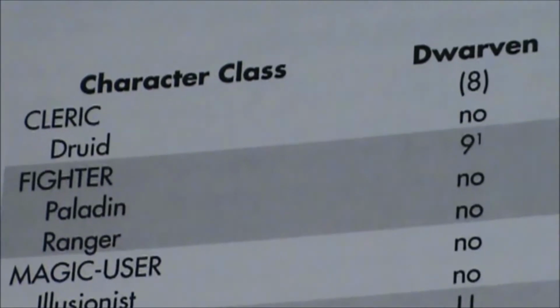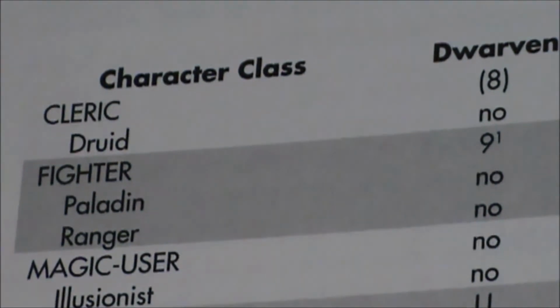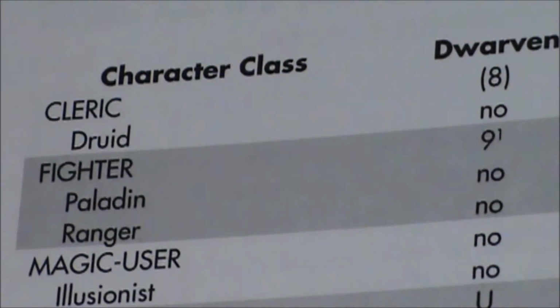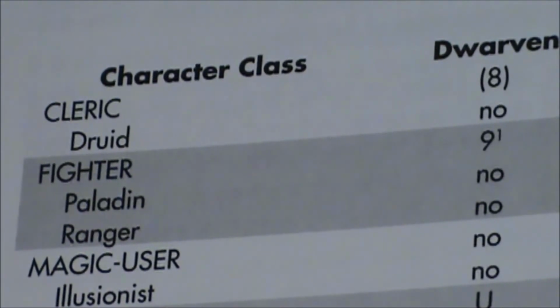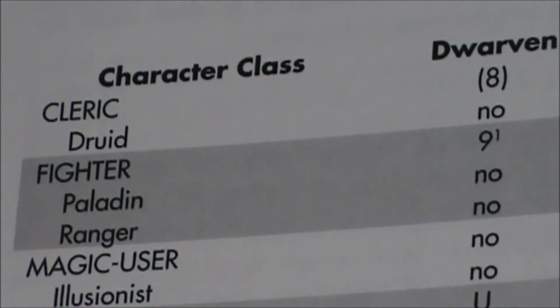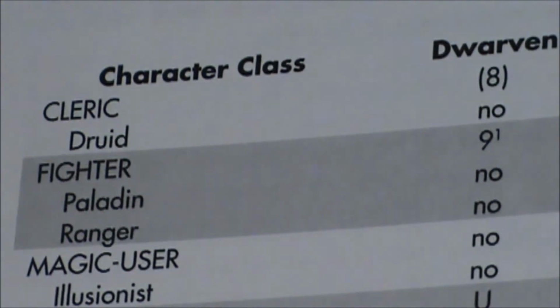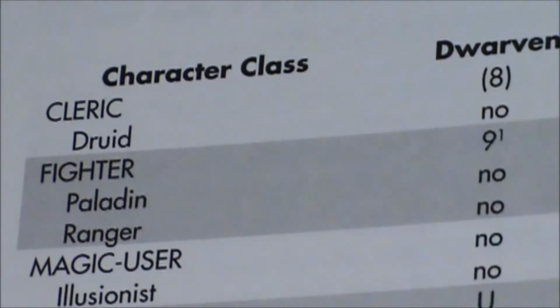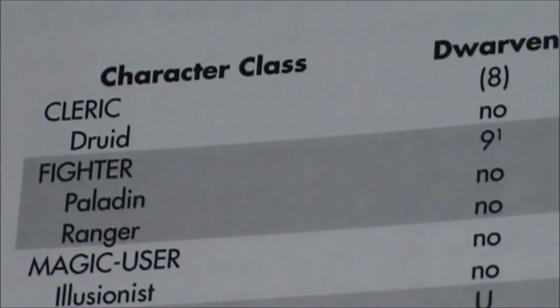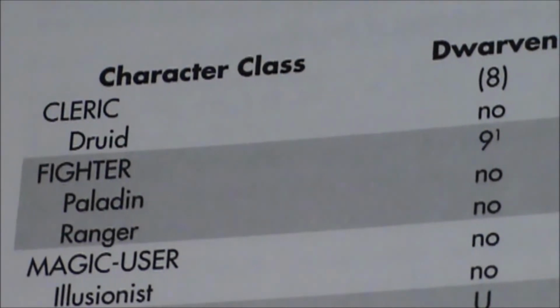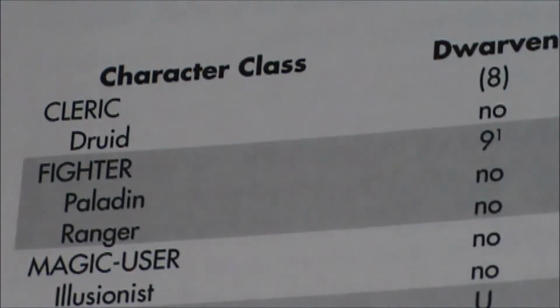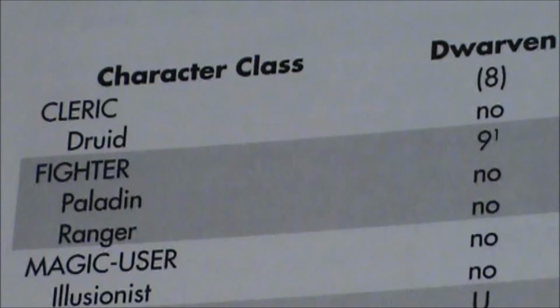Actually, if you really go just by the book, the core set, Player's Handbook, Dungeon Master's Guide, Monster Manual, dwarves couldn't be clerics. That set of parentheses there means that it is for an NPC class only. So there are dwarven clerics, you just weren't allowed to play one. Now that was later changed with the Unearthed Arcana that came out.